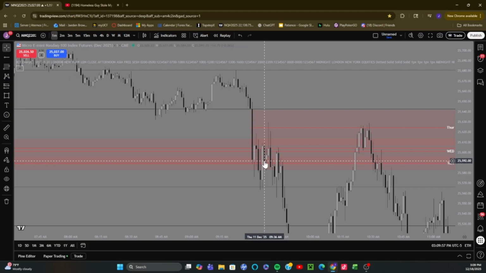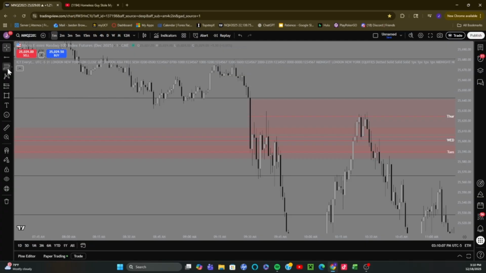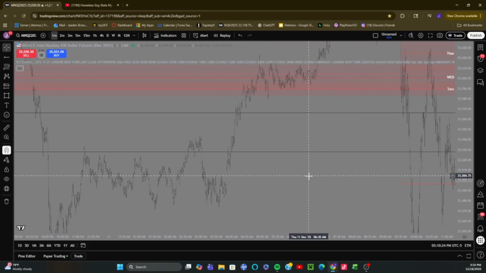Have a CISD right here, also creating this fair value gap. You could enter here into this fair value gap, a little internal model, and then so I guess in that case, something like that. A 1 right there.